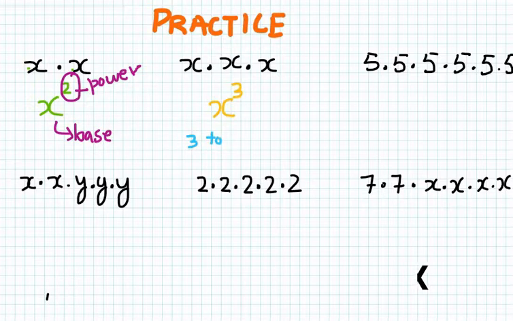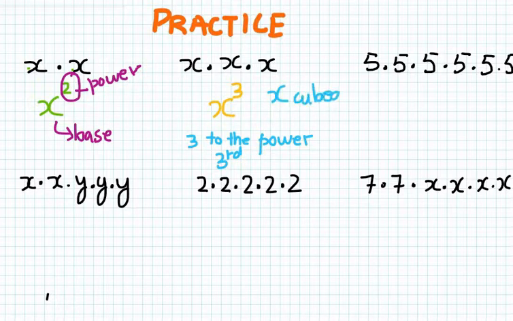x to the power third, or cube, x cubed. Okay, now let's see this one. Here 5 is the base, 1, 2, 3, 4, 5, 6. So since it is multiplied to itself 6 times, so 6. And this is read as 5 to the power 6.